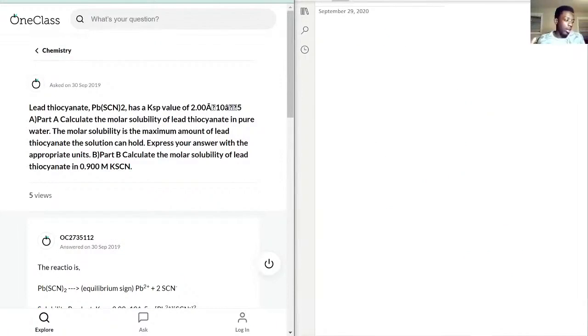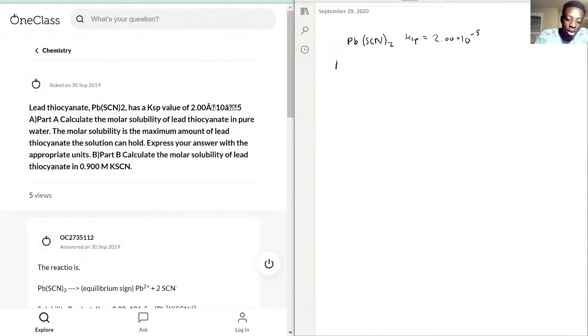As our next question, we have lead thiocyanate, Pb(SCN)2, which has a Ksp value. I had to actually search this one up because there's not weird values there, but it's actually 2.00 times 10 to the negative 5. That's what we have for lead thiocyanate.